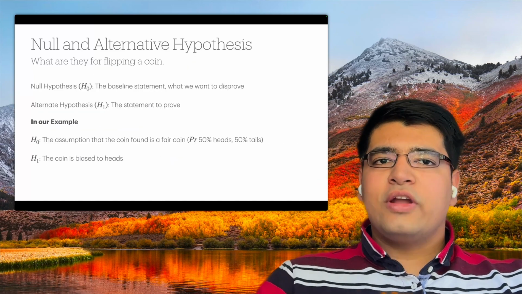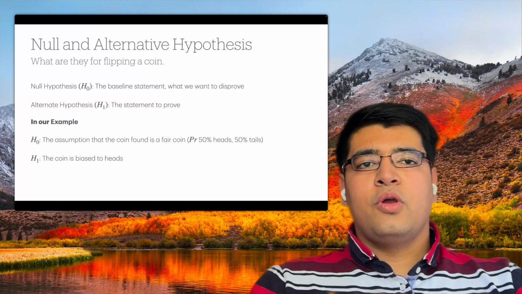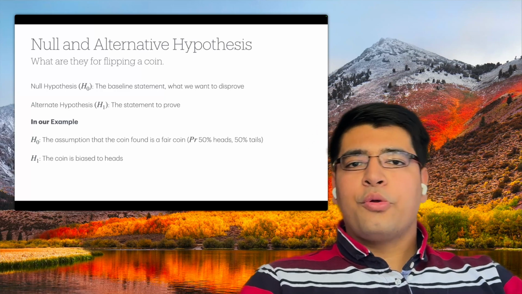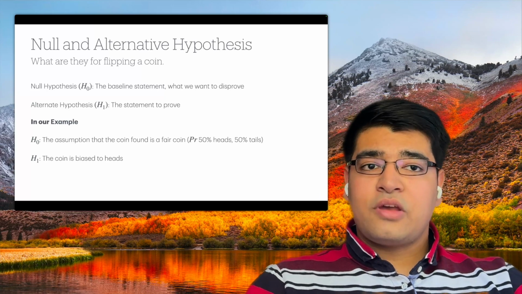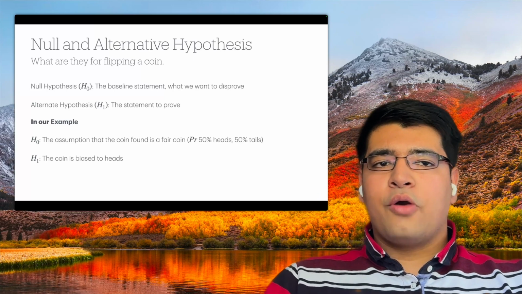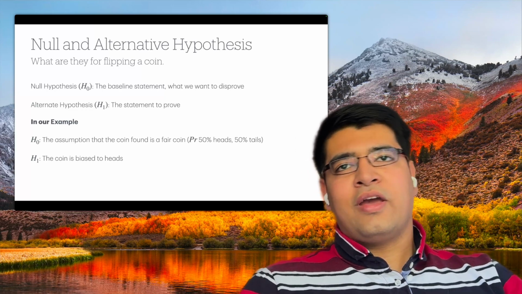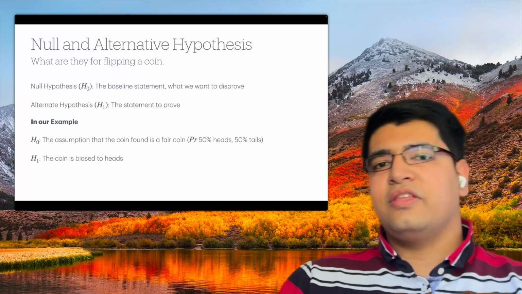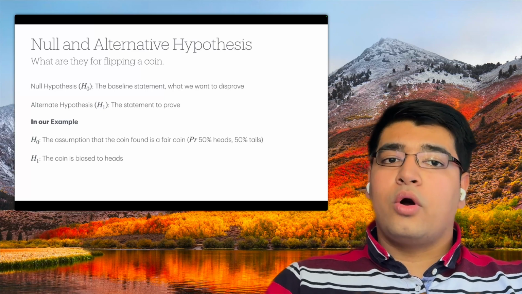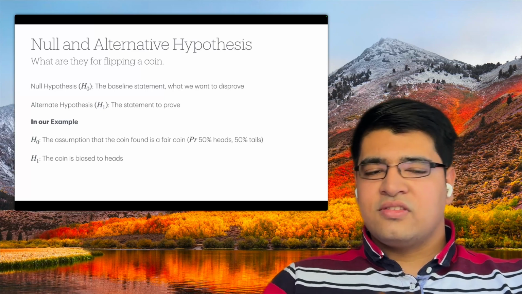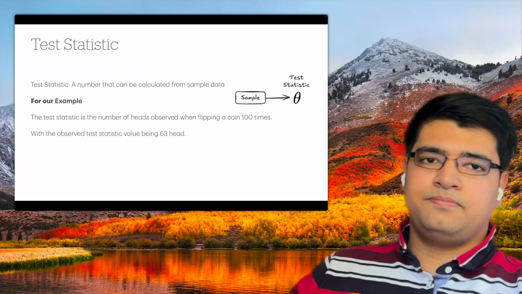So, what is the null hypothesis? The null hypothesis is the statement that we want to disprove. In our example, it would be that the coin that we found is a fair coin. This is our null hypothesis because during our experiment, the coin flipped on heads 63 times and on tails only 37 times. The alternate hypothesis, on the other hand, is a statement that we want to prove, which is that the coin is biased and more likely to land on heads.